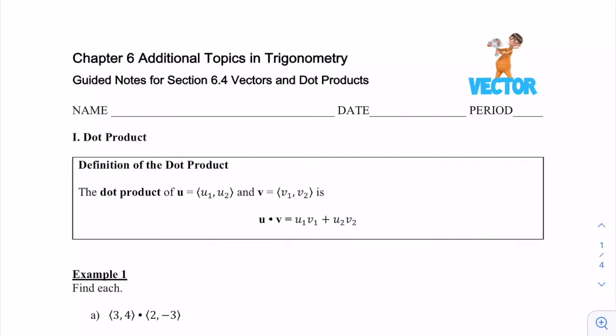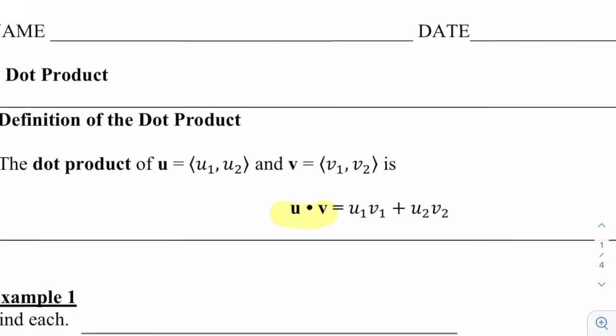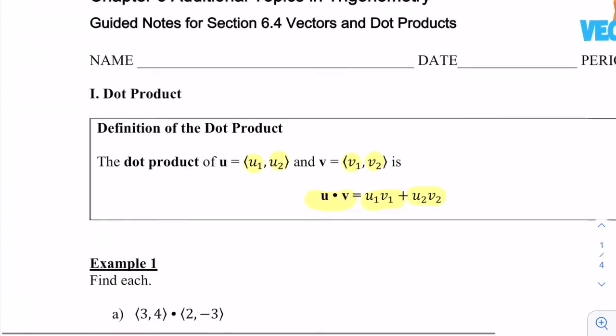Hello and welcome back. Today we're going to continue looking at vectors with section 6.4 and specifically the dot product. So the dot product is unique. We're looking at two vectors, and when we consider the dot product written here, u dot v, it's going to be the sum of the products of like components. So we'll multiply u1 times v1, that's a product, and then add u2 times v2 for the dot product.